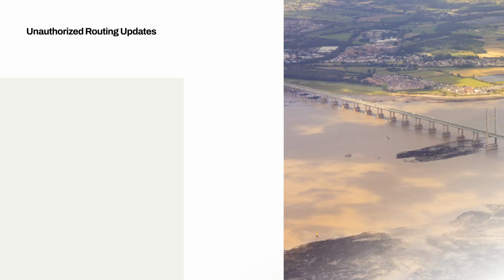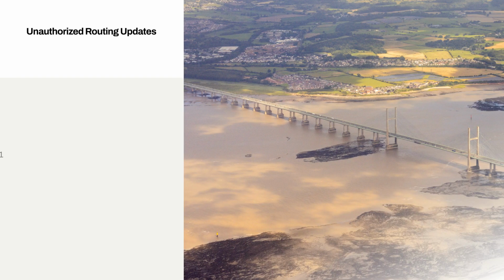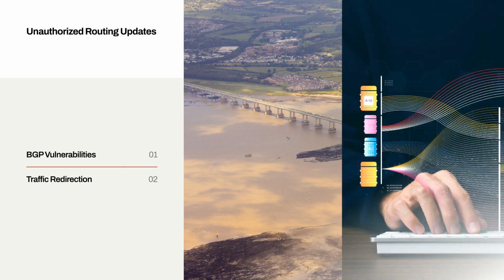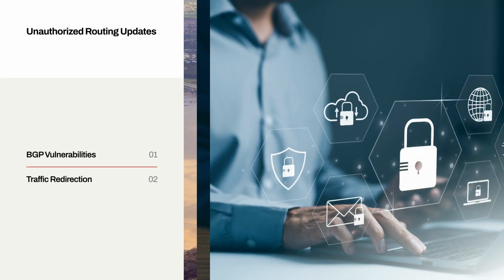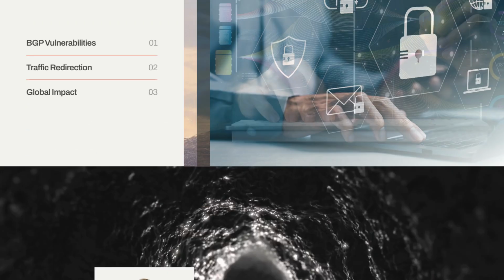Unauthorized routing updates, especially through BGP, are like someone claiming they control a major highway. By announcing routes they don't actually manage, attackers can redirect vast amounts of internet traffic through their systems. This could lead to data interception, service denial, or even enabling attacks on other networks. The global nature of BGP means these disruptions can have widespread effects, potentially affecting millions of users, causing not just inconvenience but potentially catastrophic security breaches.